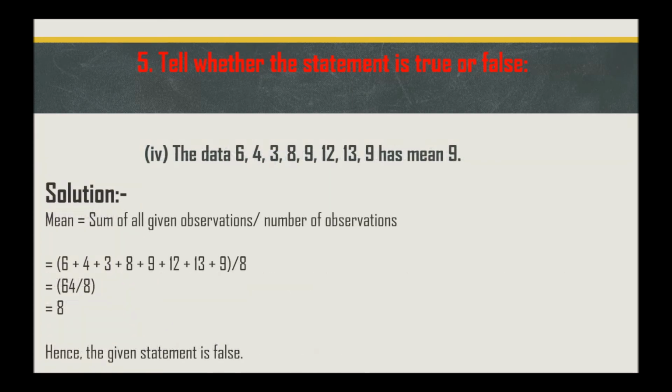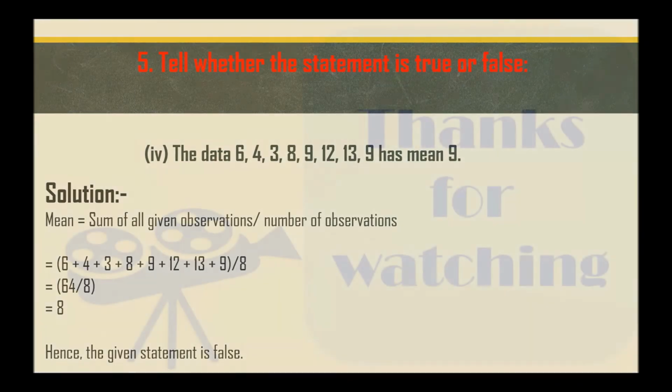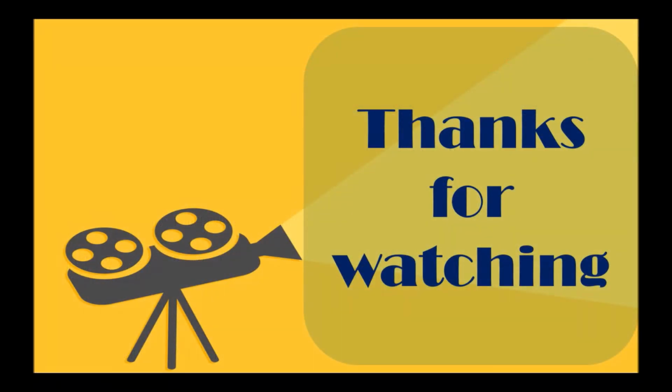The data 6, 4, 3, 8, 9, 12, 13, 9 has mean 9. We will add all the observations and divide by the number of observations. If we add all the observations, we get 64 upon 8, that is 8. So the given statement is false. So this was exercise 3.2 of chapter 3 of class 7.